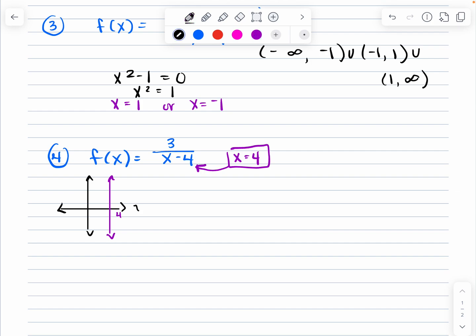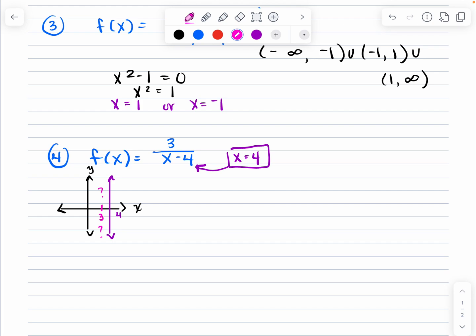x-axis? Here's my x-axis. I want to know, is it up here and down here, or is it the other way around? That's what you're trying to figure out. The easiest way to do that is just pick a number on each side of 4. For example, I could just use 3. I know 3 is right here, and I just need to know, is the graph going to be up here or down here?